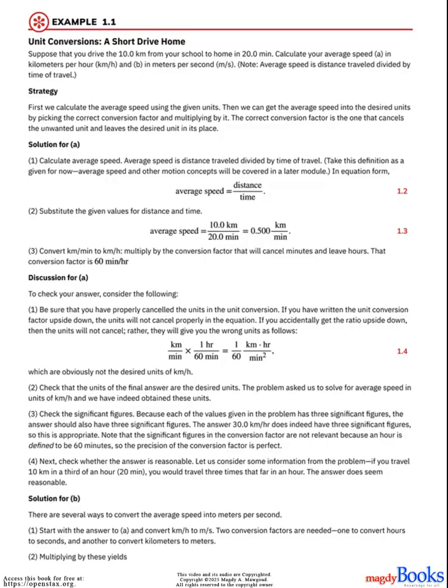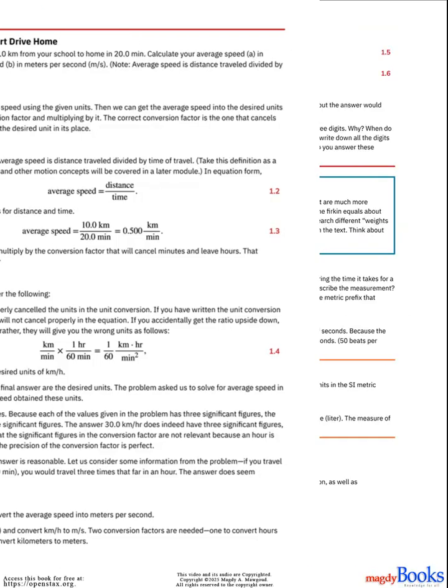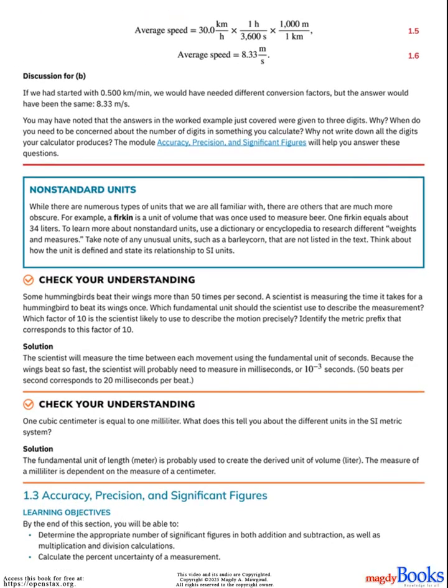Solution for B. There are several ways to convert the average speed into meters per second. 1. Start with the answer to A, and convert kilometer per hour to meter per second. 2 conversion factors are needed, one to convert hours to seconds, and another to convert kilometers to meters. 2. Multiplying by these yields. Average speed equals 30.0 km per hour, multiplied by 1 hour over 3600 seconds, multiplied by 1000 meters over 1 kilometer. 1.5. Average speed equals 8.33 meters per second.